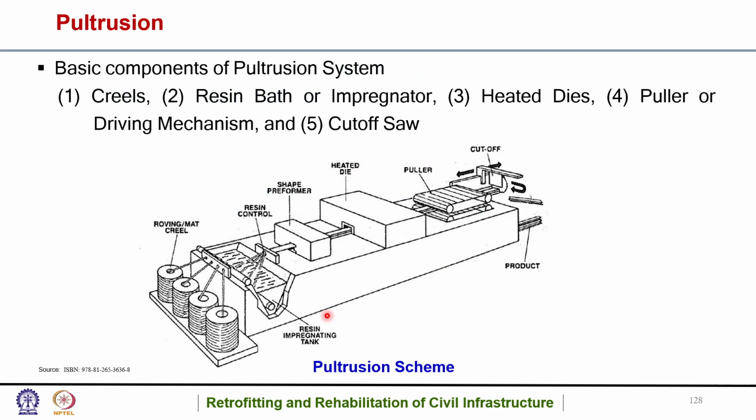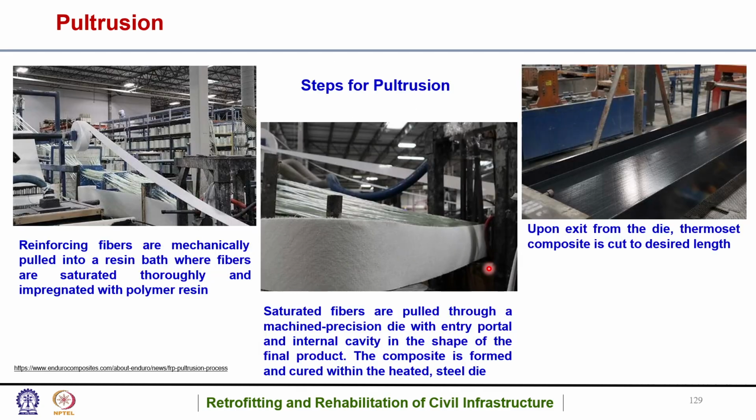So basic components of the pultrusion system are creels, resin bath or impregnator, heated dies, puller or driving mechanism, and cutoff saw. So this is the pultrusion scheme which is shown here. So here also the steps are designated.